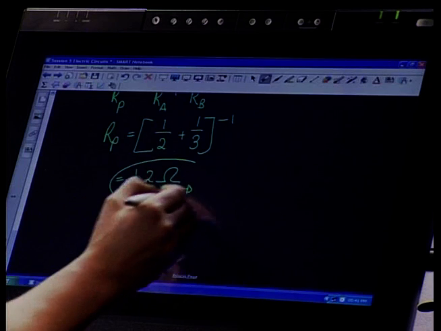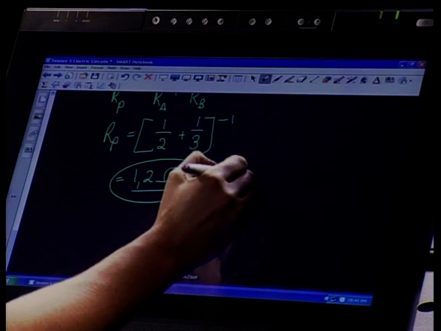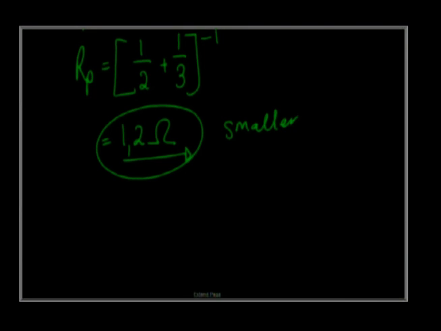Just a reminder of what I said right in the beginning, your total resistance in parallel is less than that of your smallest resistor. The smallest resistor was resistor A, which has got a 2 ohm resistance, and your total resistance over here is smaller than that of resistor A, which is 2 ohm.